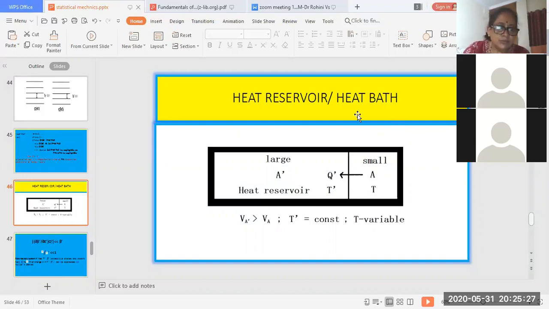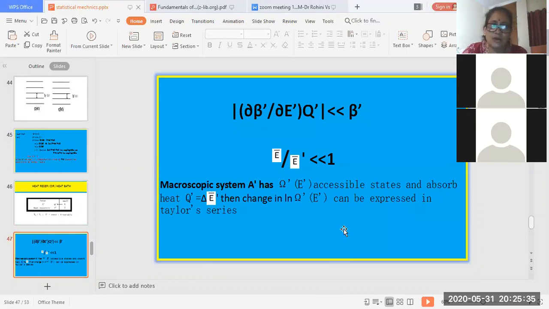Fine. With this definition, I am going to the next slide. What is the condition for the heat reservoir? Beta we have defined in the last class. What is beta? 1 divided by kT, where k is the Boltzmann constant and T is the temperature of the system. If it is A dash, then this will be beta dash. If it is A, then it will be beta. Q dash is the amount of heat received by the heat reservoir from system A.